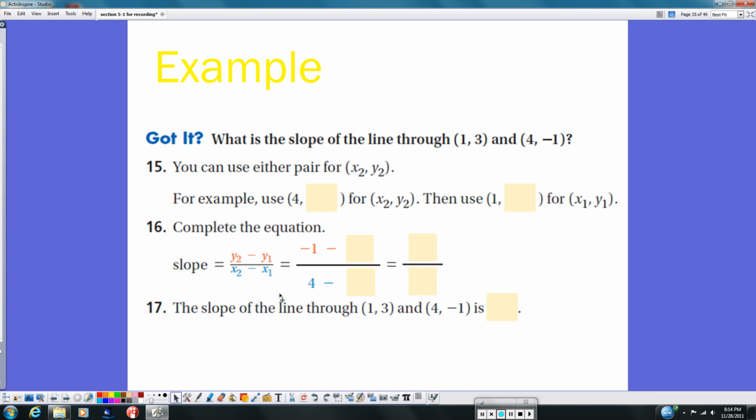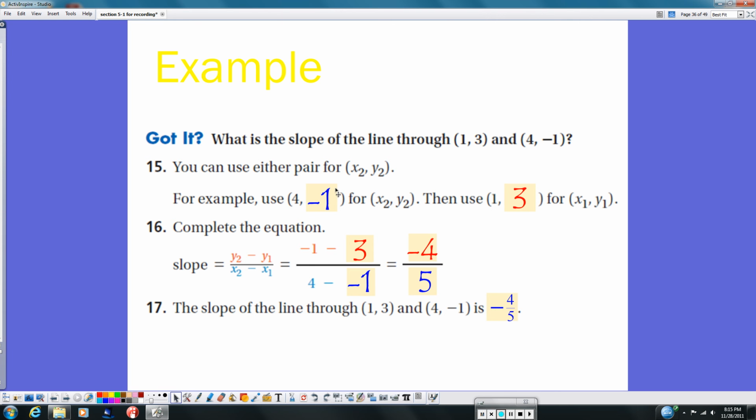So, we want to figure out the slope of the line through these 2 points. Again, you can use either pair for x2, y2. So for example, you could use 4, comma, what? For x2, y2, and then 1 comma what for x1, y1, and then we're going to complete the equation. So we would use the point 4, negative 1 for our second x's and y's, and 1, 3 for our first x's and y's. And once you have these labeled, it's very easy to fill in.